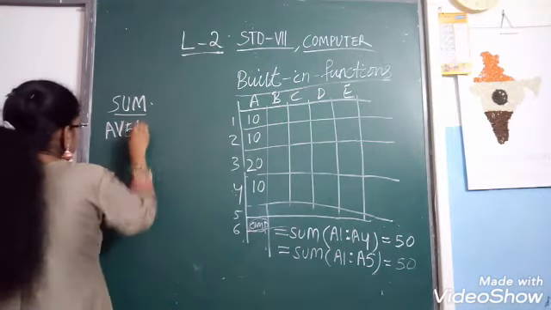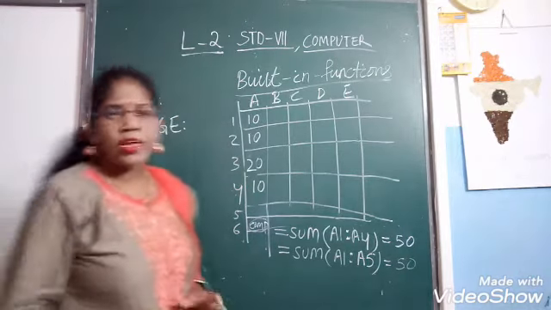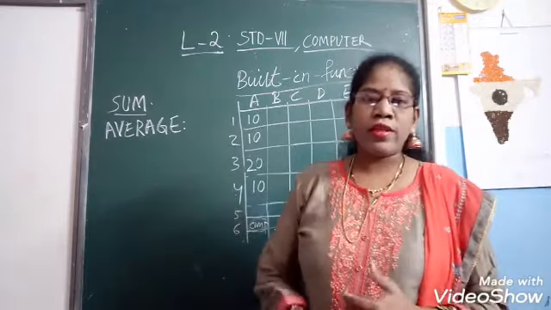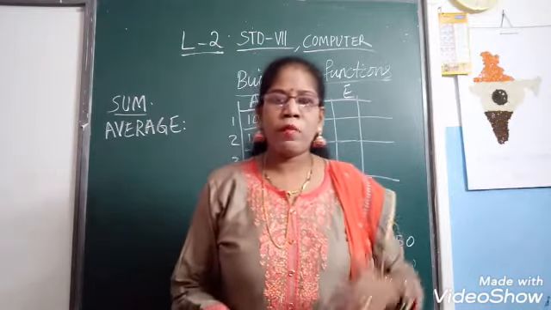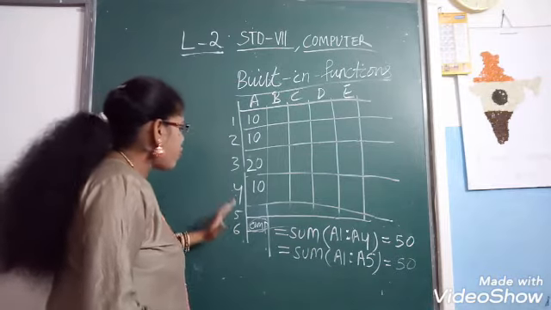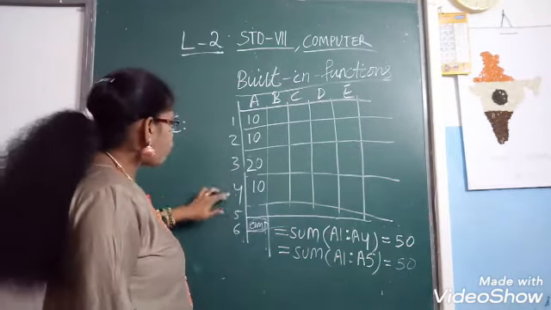The second one is average. Already in Excel there is a built-in function, that is average. Now I want to take out the average of these cells. Instead of writing the formula, that is, adding the total of the cells divided by the number of cells, I used to write A1 plus A2 plus A3 plus A4 plus A5 plus A6 divided by 1, 2, 3, 4, 5, 6 cells. Instead of writing the whole formula, simply you can write equal to average.